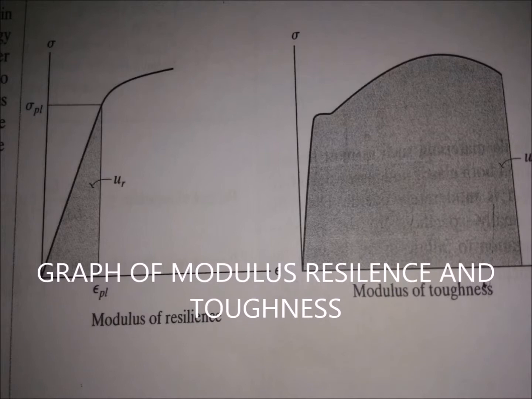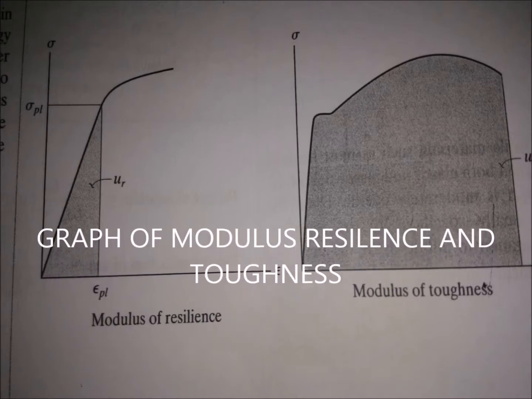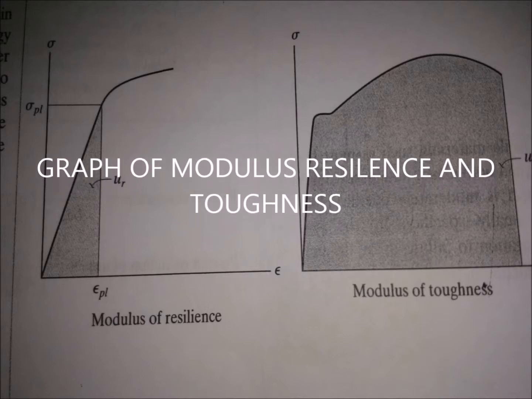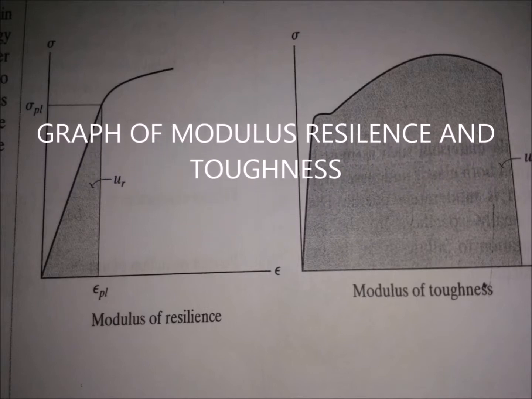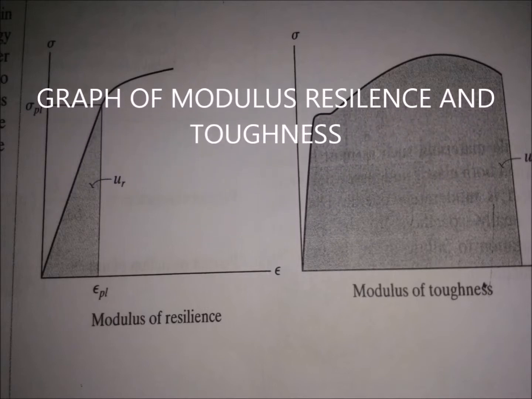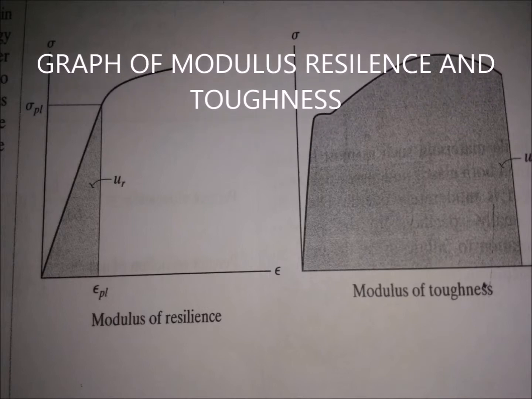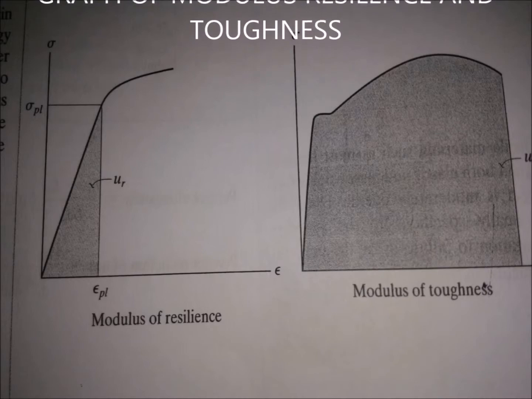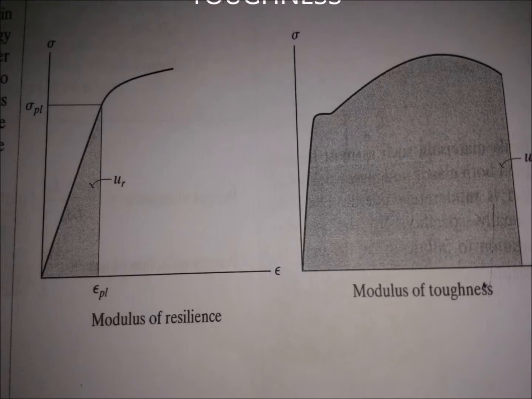the material. The strain energy per unit volume, or strain energy density, is equivalent to the area under the stress-strain curve. This area up to the yield point is called the modulus of resilience. The entire area under the stress-strain diagram is called the modulus of toughness.